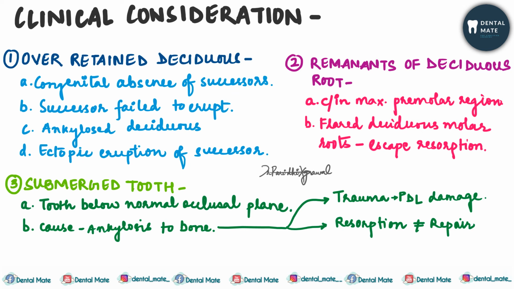If a deciduous tooth is ankylosed, it prevents the further eruption of the successor. So a submerged tooth must be taken care of and extracted with a radiographic confirmation of the presence of the successor tooth. If the successor is present, then the submerged deciduous tooth needs to be extracted.